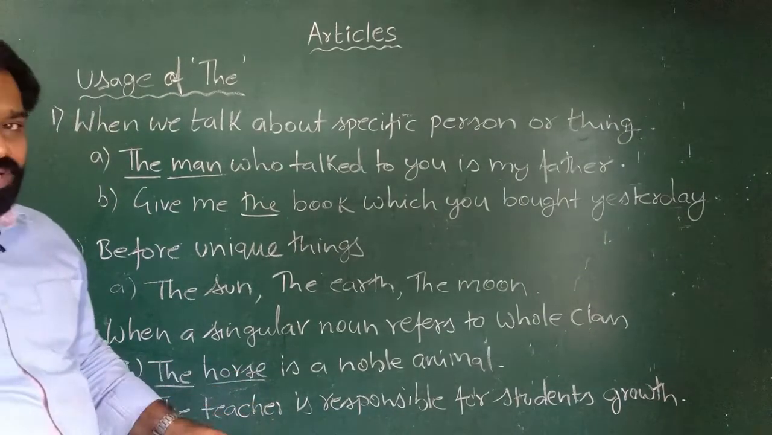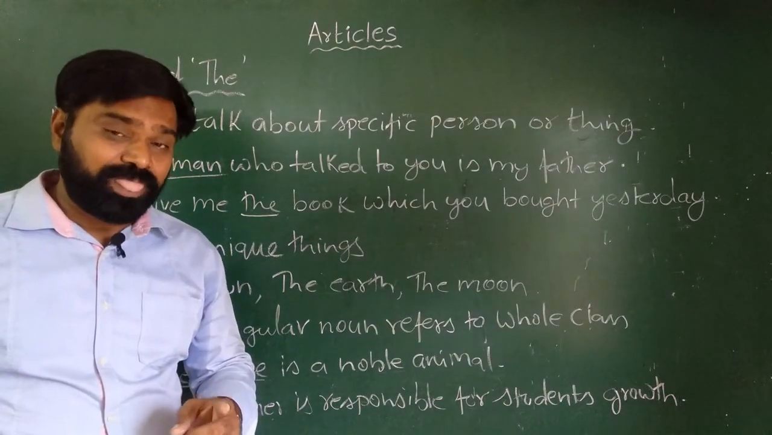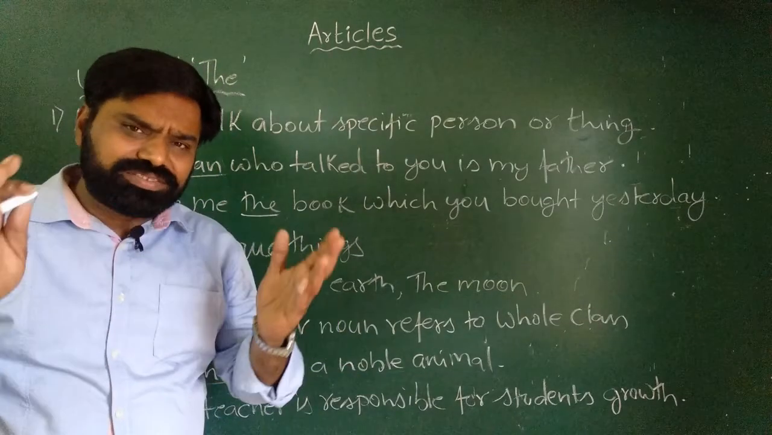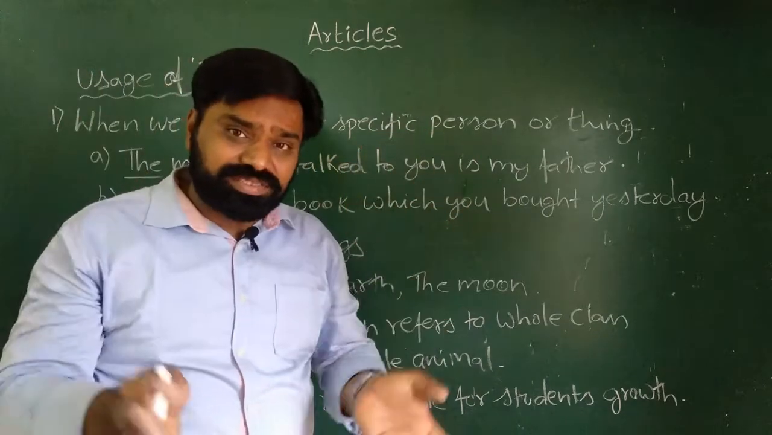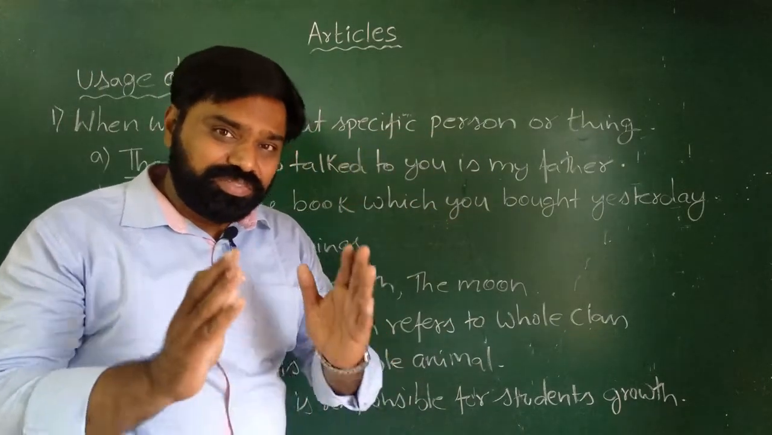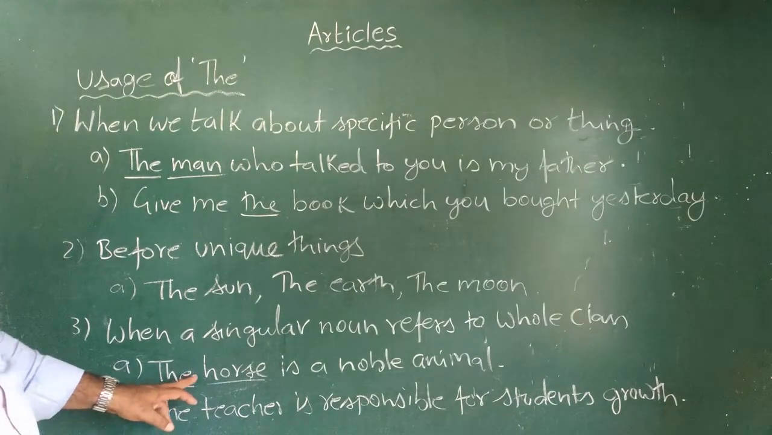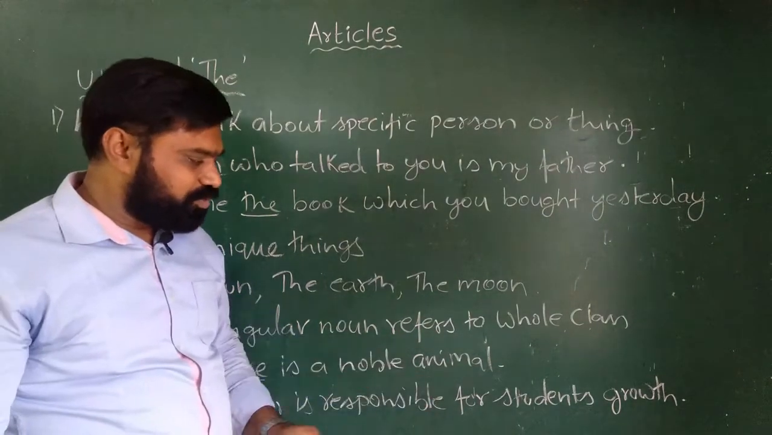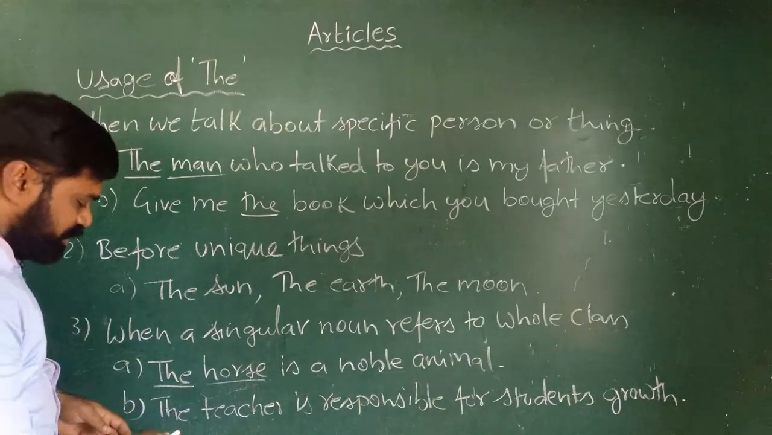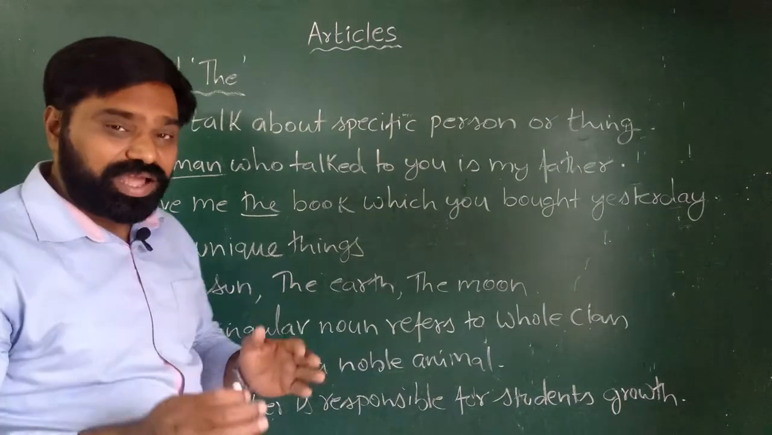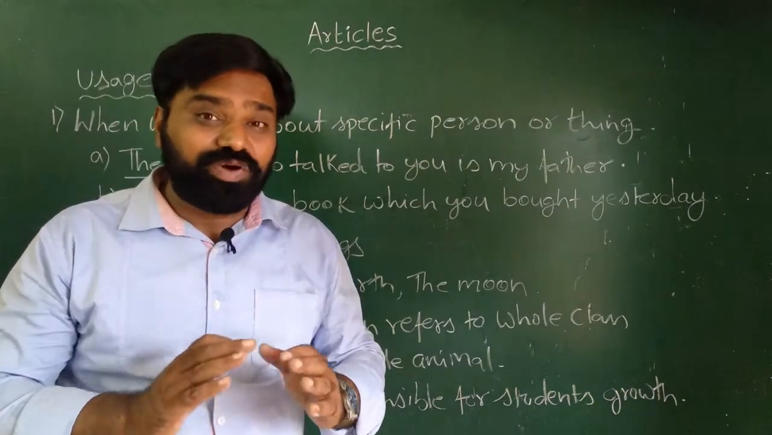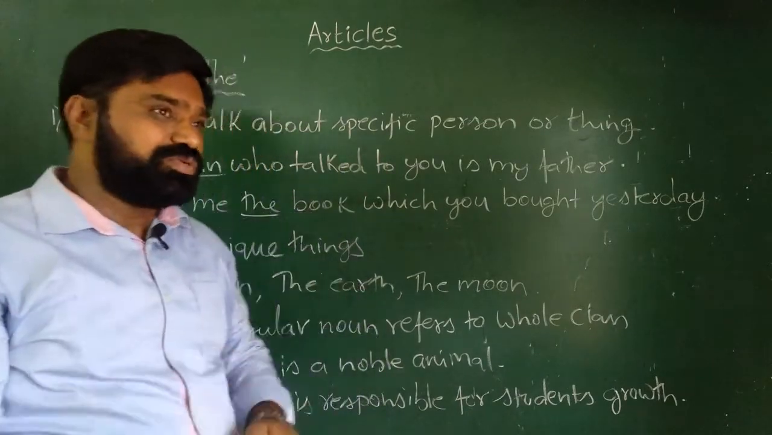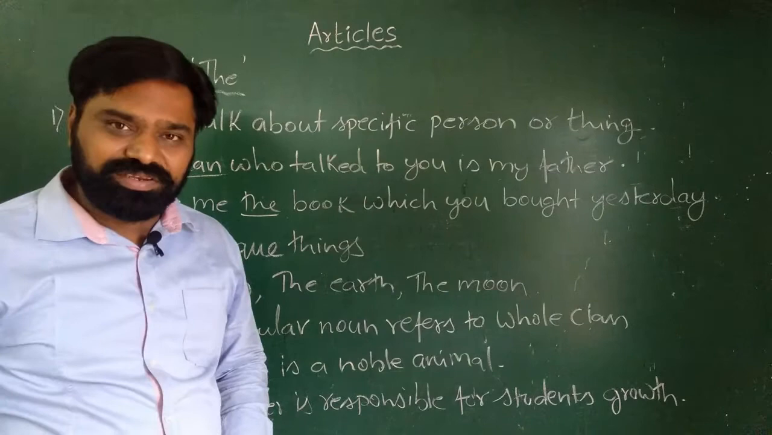So when I say the horse, I am not talking about any one horse. I am using horse to refer to the entire community of horses, all horses taken together, the whole class of similar kind. Then I should use the article the before it. The horse is a noble animal. The teacher is responsible for students' growth. So I use the before teacher. Here I use the because I am not talking about any one teacher, but about all teachers as a whole. So I use the article the before it. Right? Let us see further.